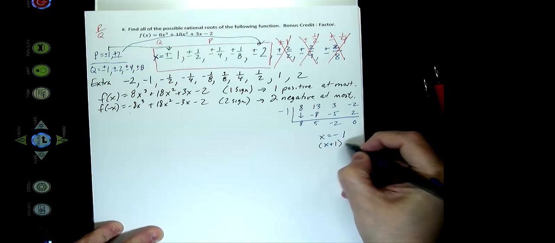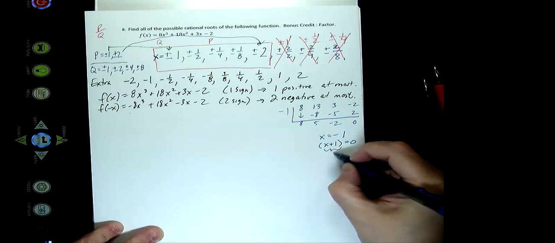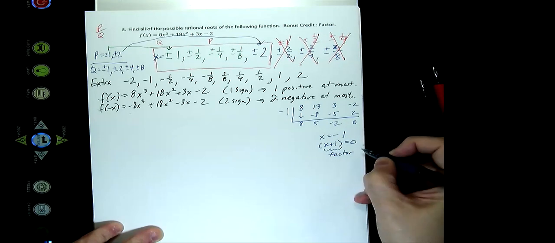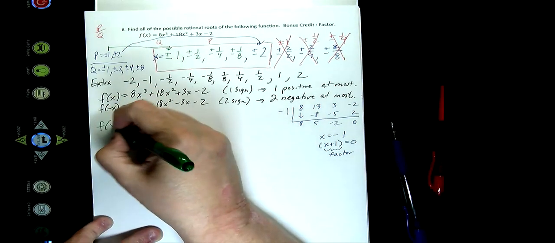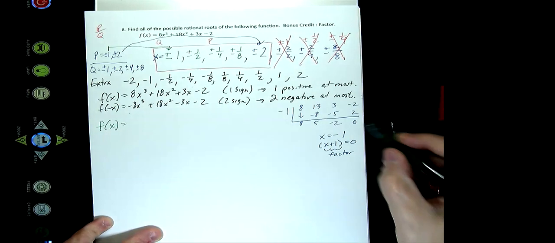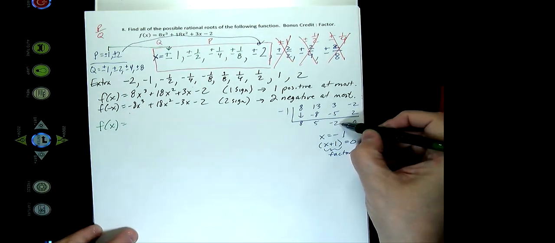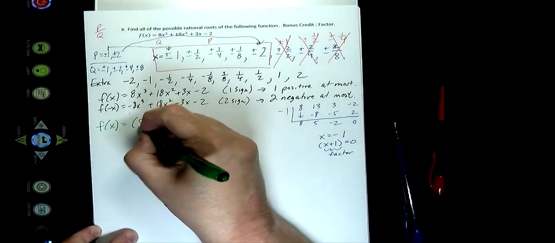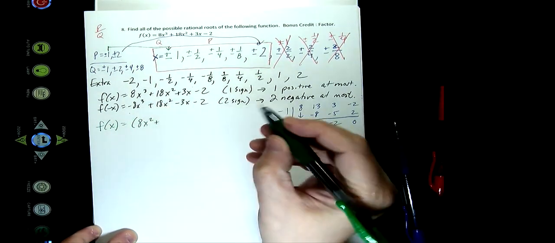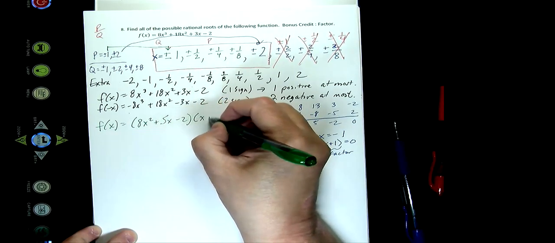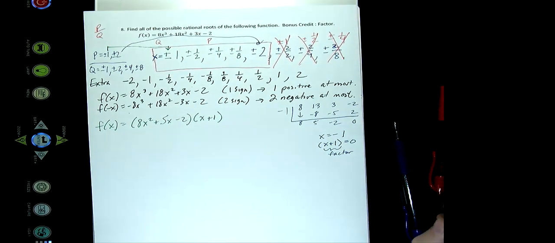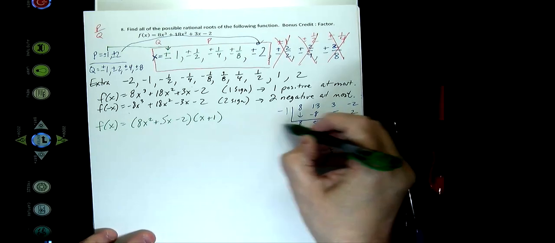I get x plus 1 equals 0. That's a factor. So I've got it down to f of x equals, well, this gives me the coefficients of the next smaller polynomial. I have 8x squared plus 5x minus 2 times x plus 1. So we're doing that to get those.